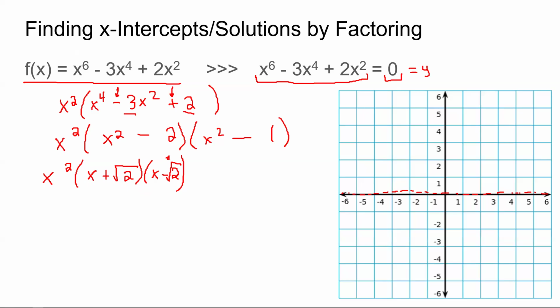Perfectly good factorization. And we could do a similar thing back here on the back, except that it already is a perfect square. So we don't have to mess with those square roots. We could just write this one out as x plus 1, x minus 1, like that. Okay?